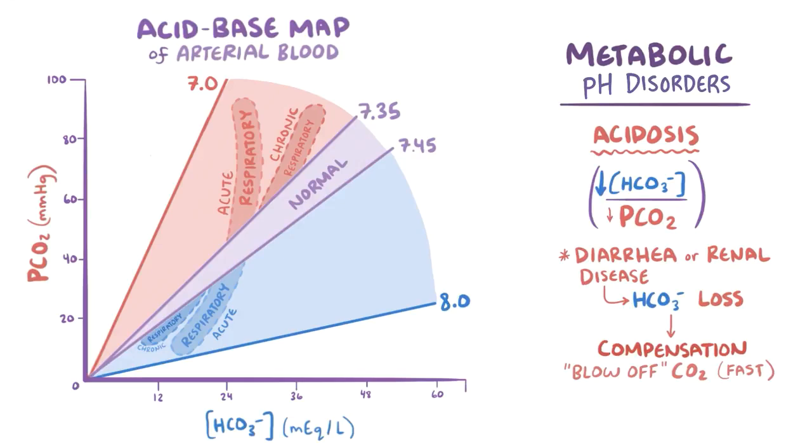Back to our map, there's a single area of metabolic acidosis with pH values lower than 7.35, bicarbonate concentrations below 22 milliequivalents per liter, and partial pressure of carbon dioxide below 35 millimeters of mercury.